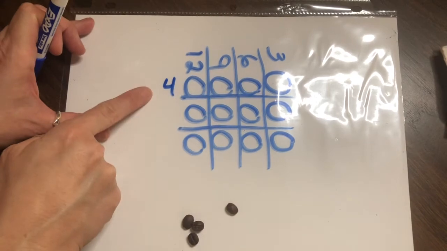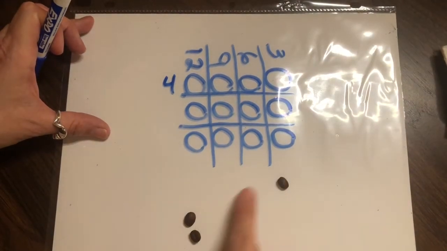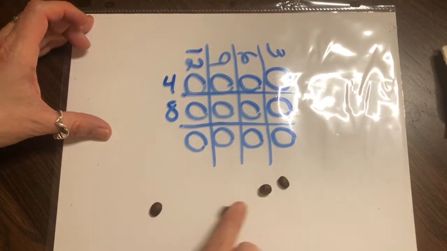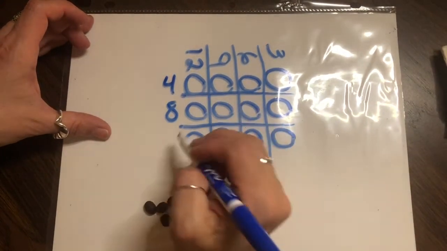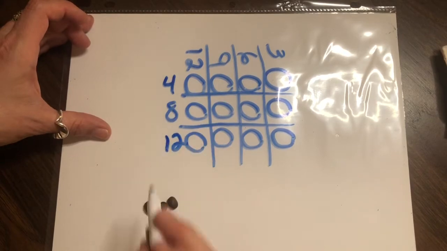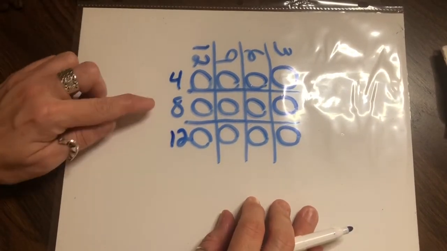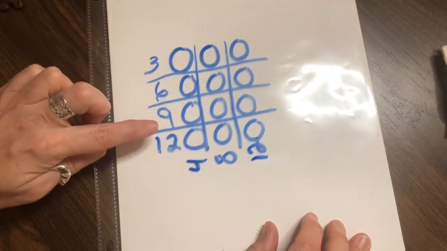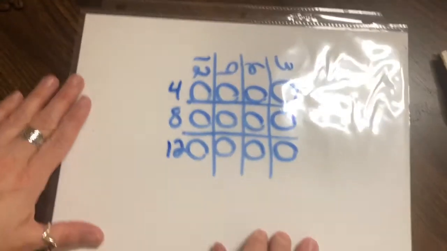No shame in that. 4, 5, 6, 7, 8, 10, 11, 12. 12. 4, 8, 12. Say it with me. 4, 8, 12. Say it with me. 3, 6, 9, 12. Look at you skip counting.